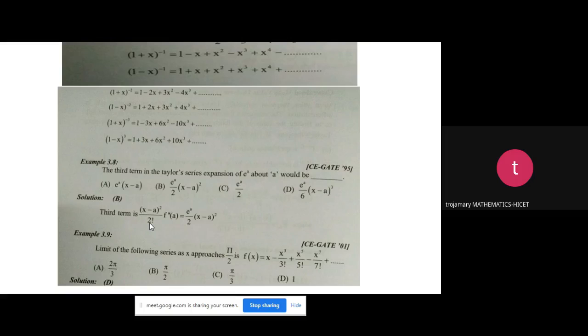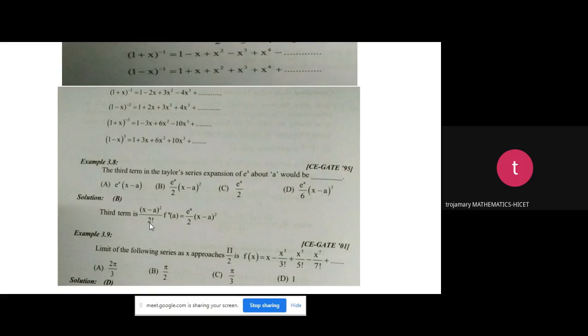Then 1 plus x, the whole power minus 3: 1 minus 3x plus 6x square minus 10x cube plus etc. 1 minus x, the whole power minus 3: 1 plus 3x plus 6x square plus 10x cube plus etc. This is the formula.